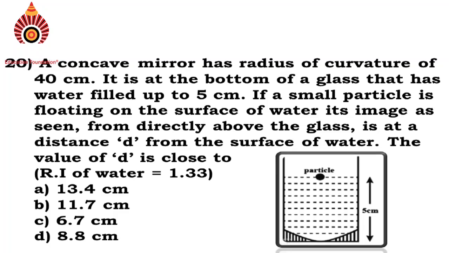Okay, dear students, let us move on to question number 20. A concave mirror has a radius of curvature 40 centimeter. It is at the bottom of a glass that has water filled up to 5 centimeter. A small particle is floating on the surface of water. Its image as seen from directly above the glass is at a distance d from the surface of water. The value of d is close to, refractive index of water is given.